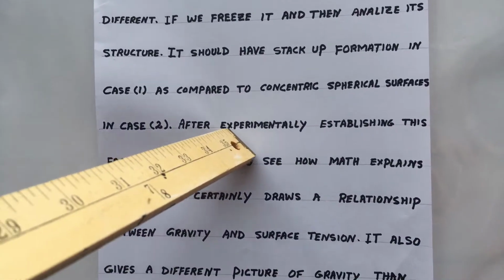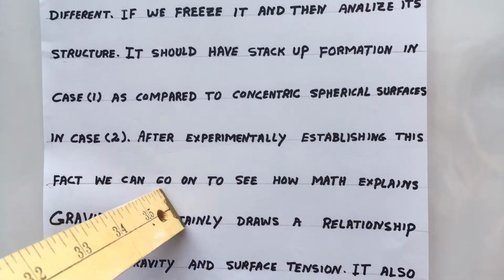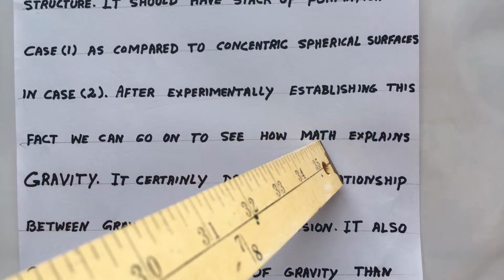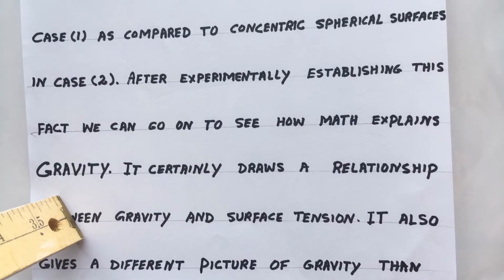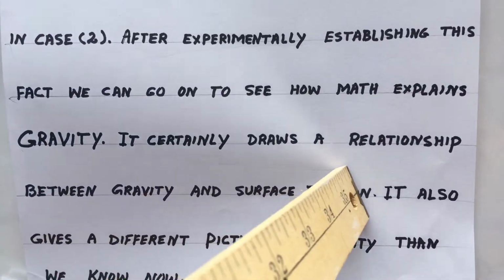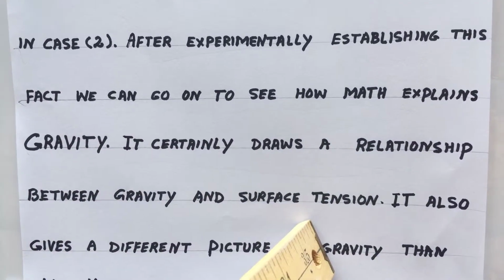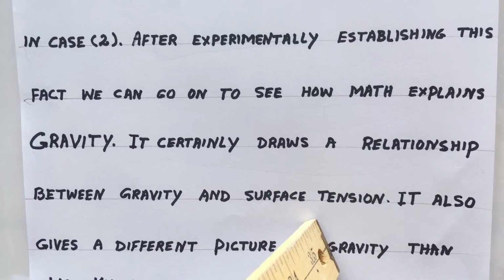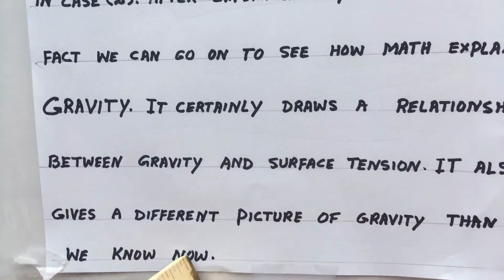After experimentally establishing this fact, we can go on to see how math explains gravity, because the difference between the two structures is gravity. It certainly draws a relationship between gravity and surface tension. It also gives a different picture of gravity than what we now know.